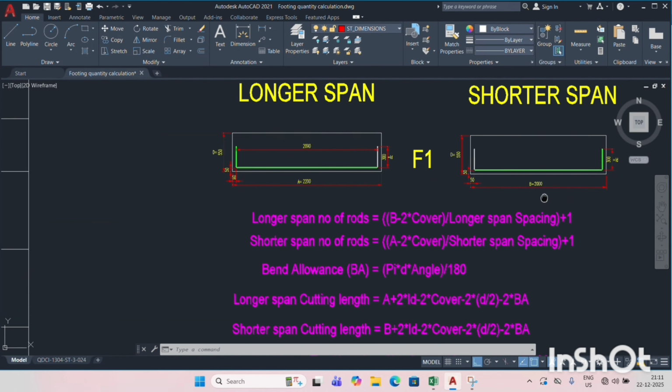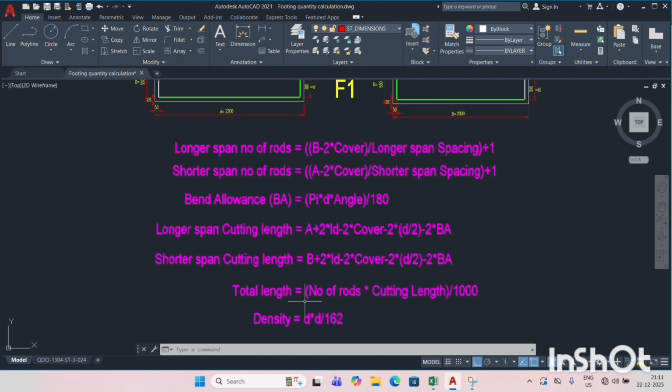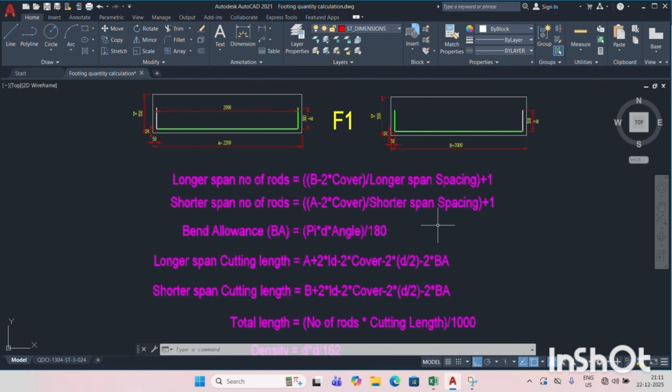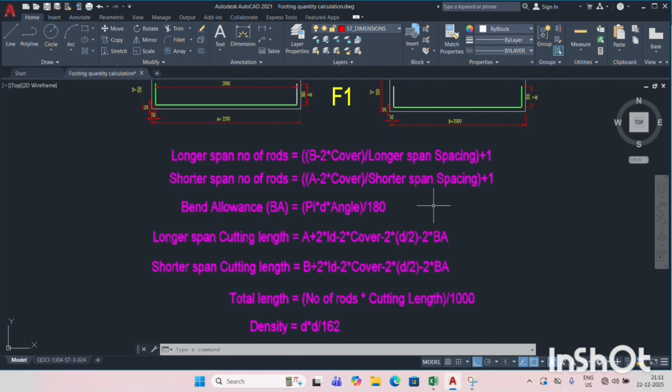So now these are the formulas to calculate the longer span rods and shorter span rods, bend allowance, longer span cutting length and shorter span cutting length, and total length and density. The same formulas I am using to calculate the bar binding schedule in the Excel sheet. Just see these formulas, the same formulas I am going to feed in the Excel sheet.